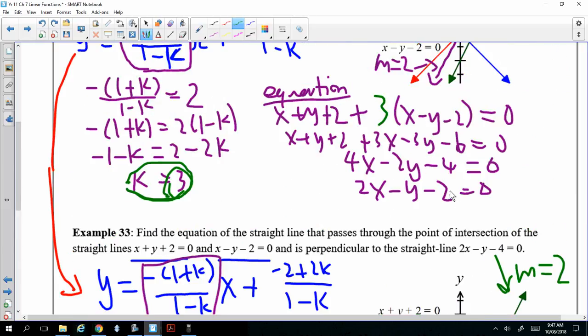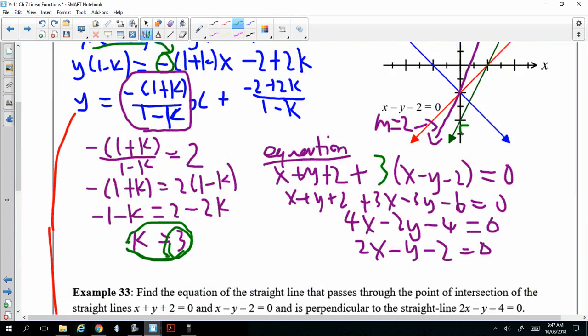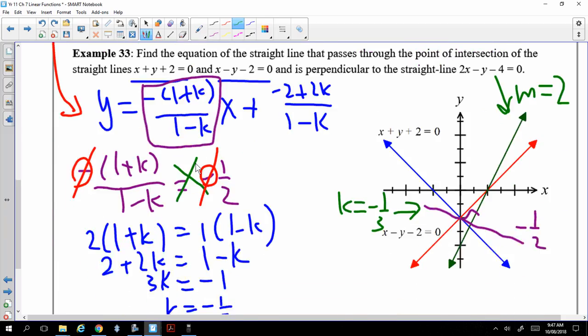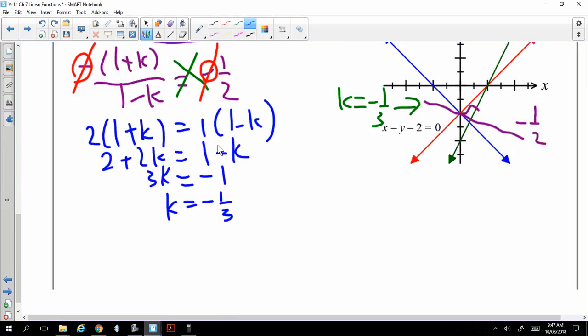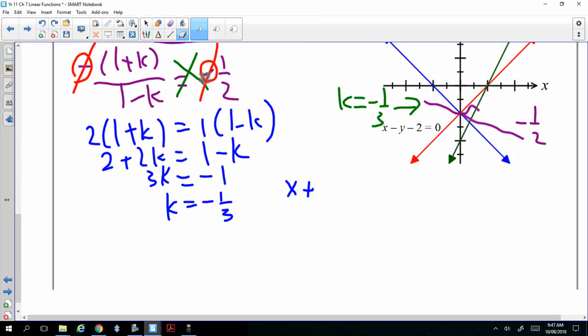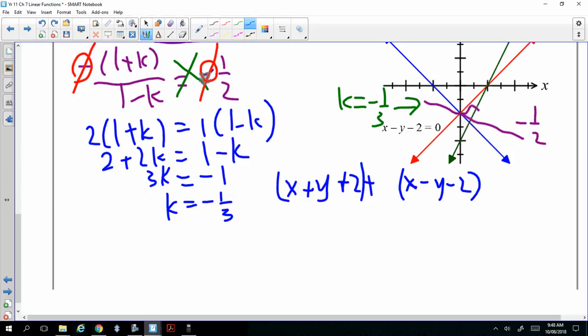Let's continue. So put negative a third into the equation, which is x plus y plus 2, and then the other one is x minus y minus 2, right? But we found k to be negative a third, equal to 0. So that's the equation of the purple line. We'll try to find the equation of this. And like before, get rid of the fraction. So multiply both sides by 3. And that will cancel the denominator.